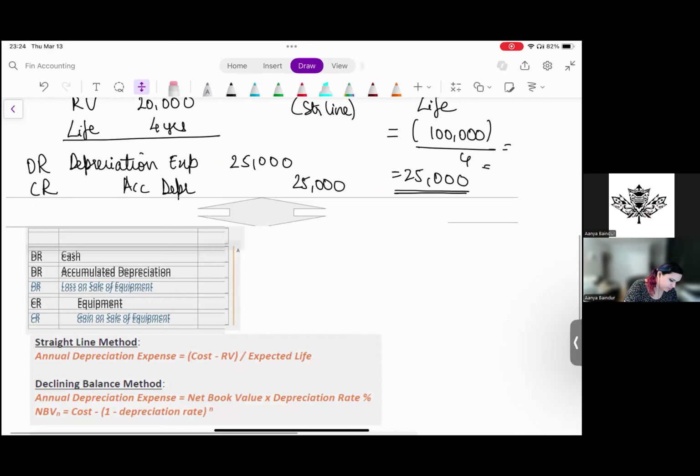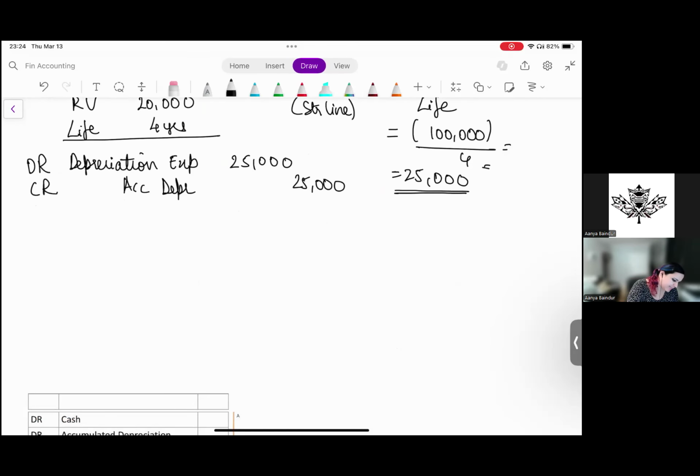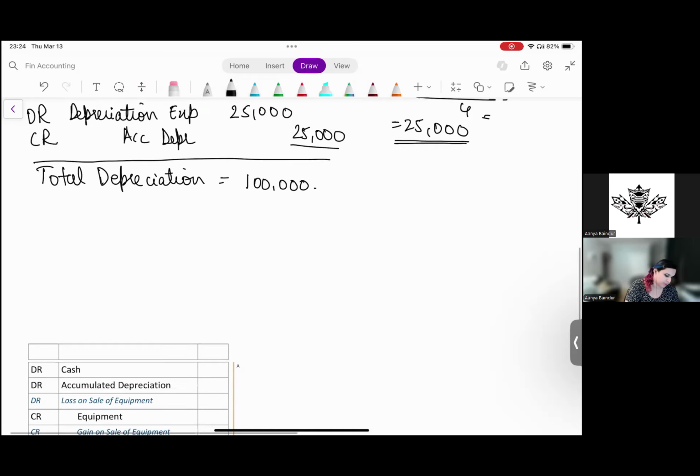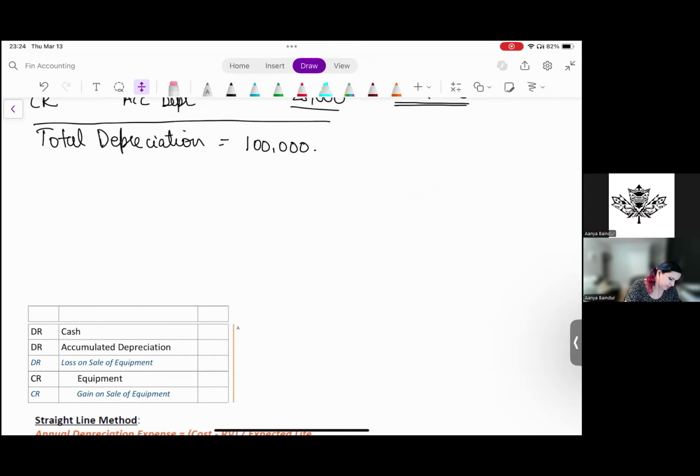And we'll be doing the same exact thing for each year. So each of the 4 years, we'll be doing this, which means at the end of the 4 years, the total depreciation will be 4 times this, which is 100,000, right? So now at this point, this is when we are selling the equipment. So let's go ahead and do that.